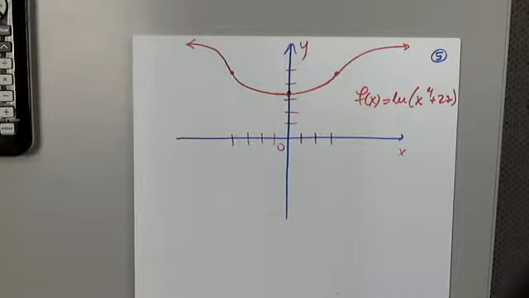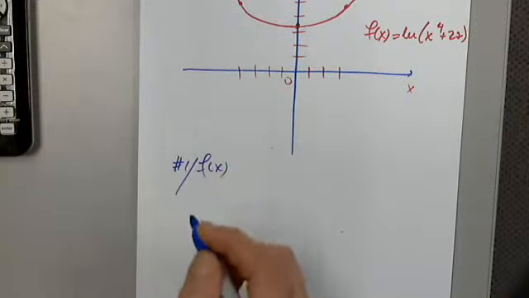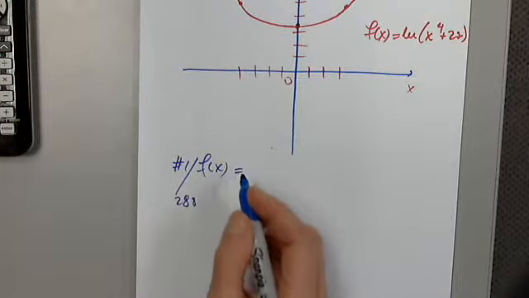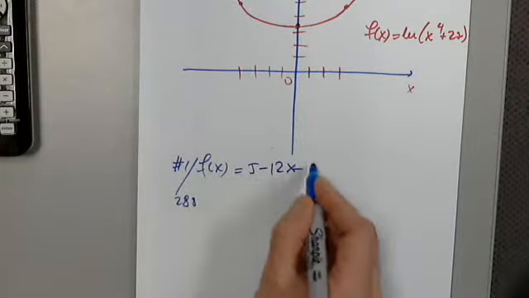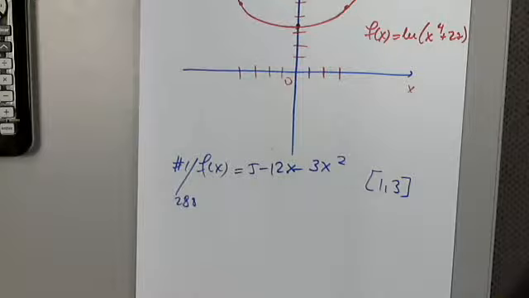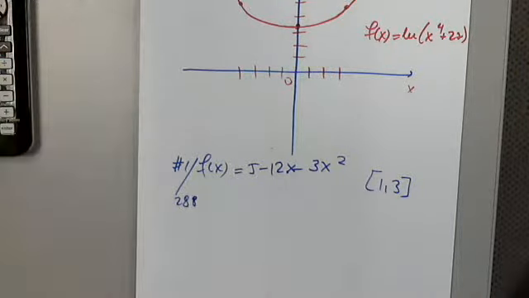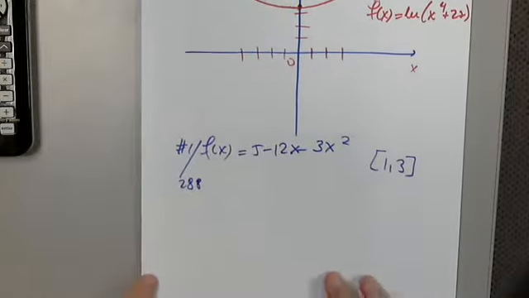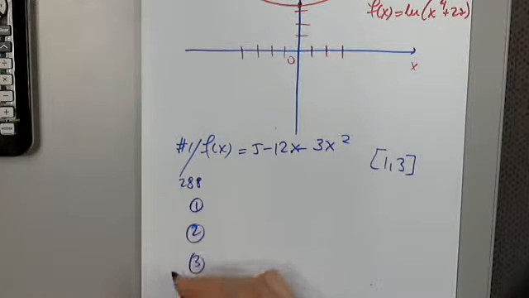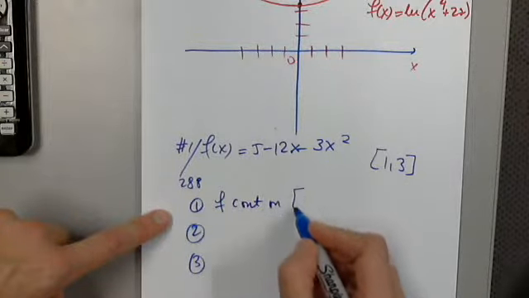Let's take a look. Let's say number 1 on page 288. f of x equals 5 minus 12x minus 3x squared. The interval is 1, 3. We're asked to apply Rolle's theorem and find the number c guaranteed by Rolle's theorem. At least one. So there are 3 hypotheses for Rolle's theorem and only 2 for the mean value theorem. So the 3 hypotheses are f continuous on [1, 3].